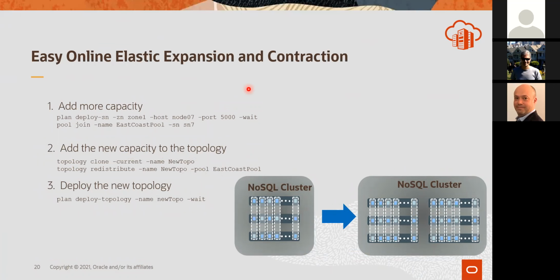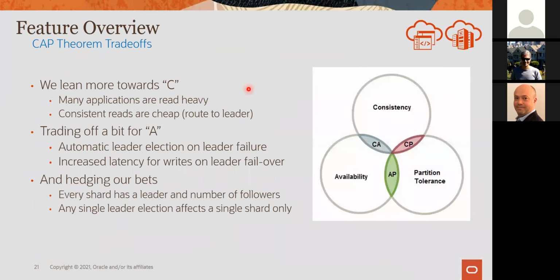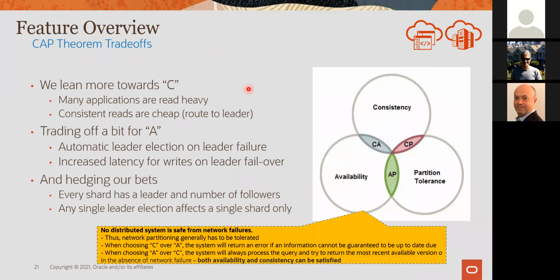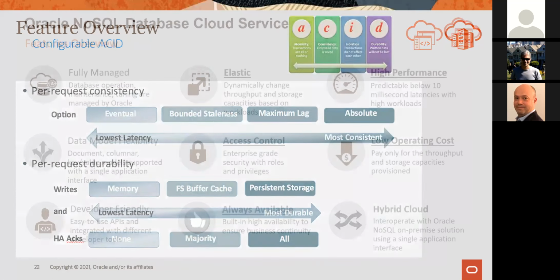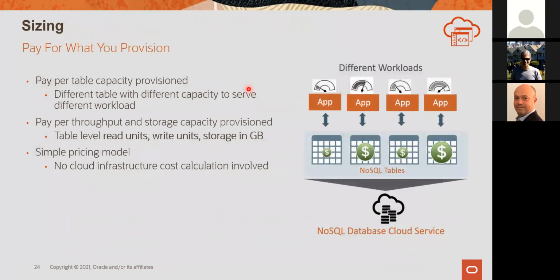We have online elastic expansion and contraction. What about the CAP theorem? So this is our trade-off. We are trying to balance consistency versus availability. The main idea here is that we will do our best to guarantee consistency, but we also do our best to have availability. Sorry, I have no more time, so I will go to my conclusion.